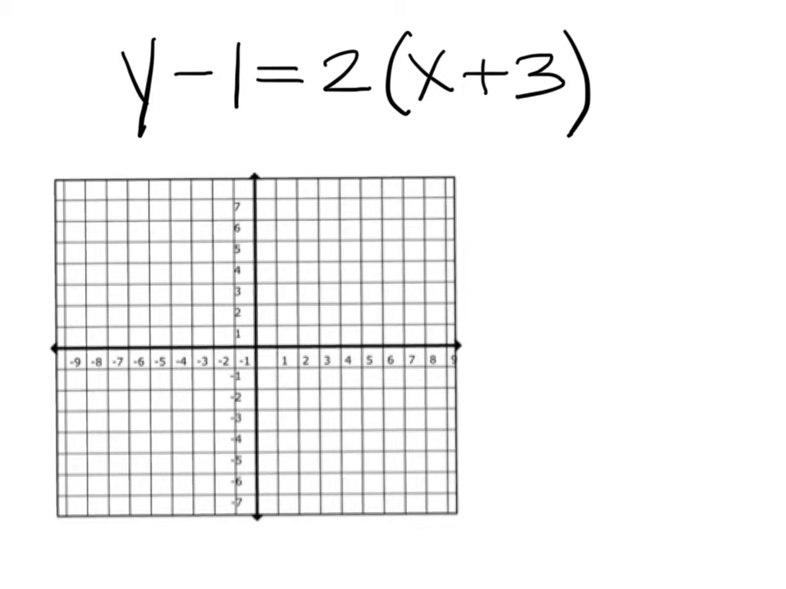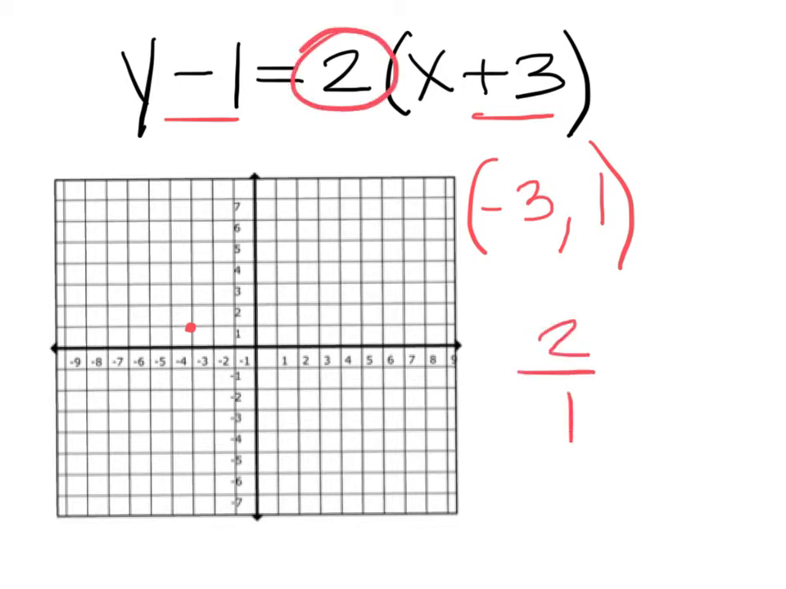The point is going to be -3, 1. So we have to go to -3, 1, and make a dot. The slope is 2. That's the same as 2/1. So go up 2 and then over 1. Draw the line. Arrows at either end, straight, and it goes all the way through.